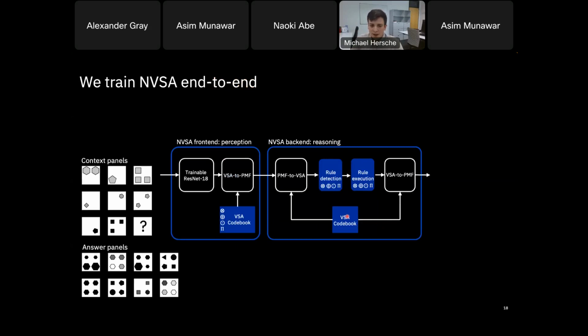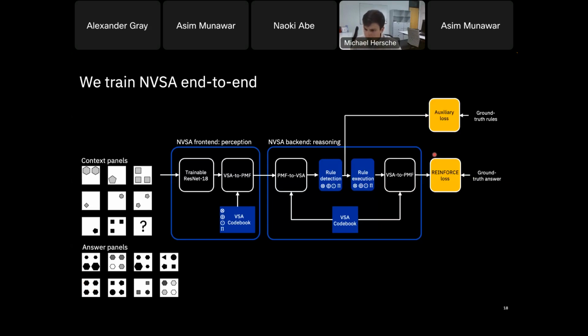So until now, I mainly discussed the individual blocks, the NVSA front end and the NVSA backend in isolation. And now we plug them together and train them end to end. So this will be a much weaker supervision in this case. What we are provided with is the ground truth answer, so which panel is the actual answer. And we can use a reinforce loss to compute the loss. And we are also provided with ground truth rules. This is given by a data set, and we can use them to compute the auxiliary loss.